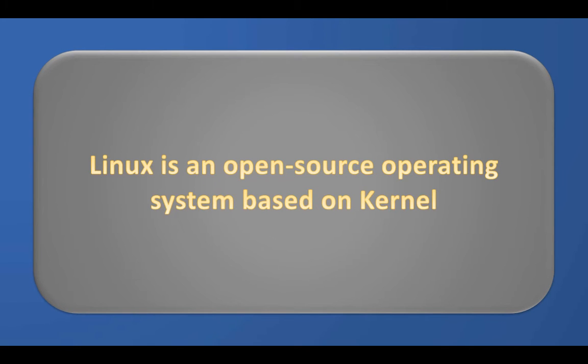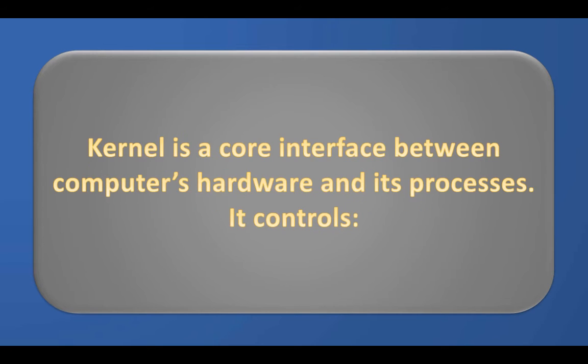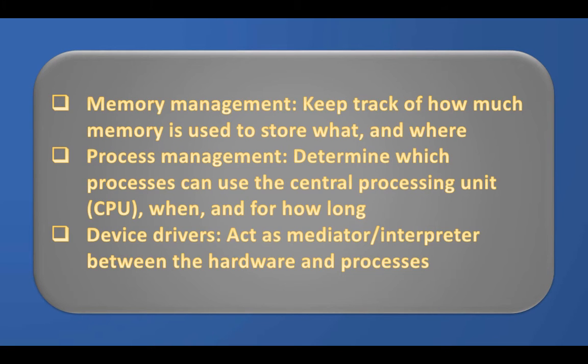What is Linux? Linux is an open source operating system based on the kernel. The kernel is a core interface between the computer's hardware and its processes. It controls memory management, keeping track of how much memory is used to store what and where. It also controls process management, determining which process can use the central processing unit, CPU for short, when and for how long. And it controls device drivers, which act as mediator and interpreter between the hardware and processes.